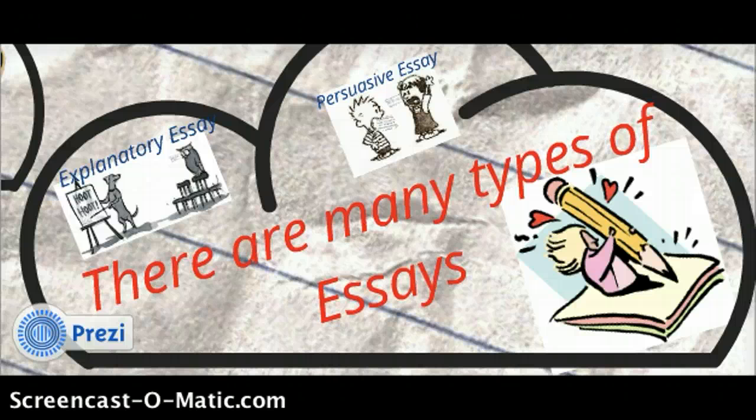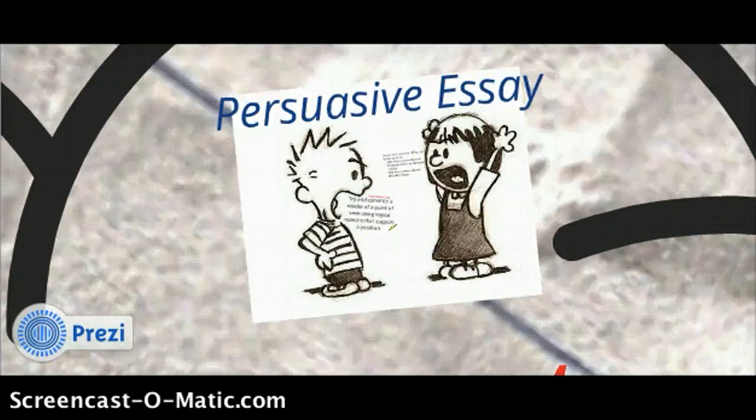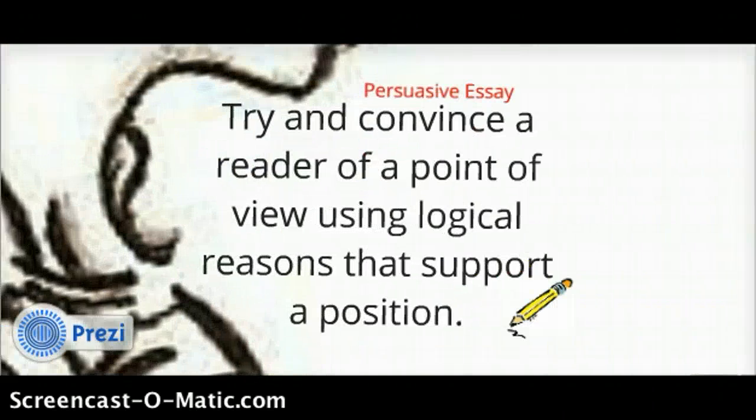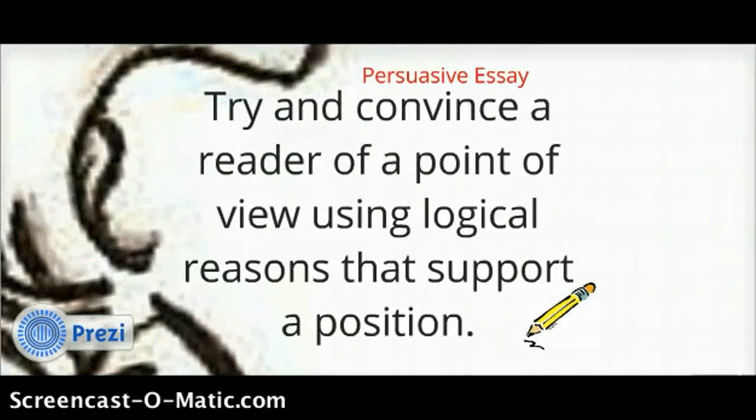Okay, there are many types of essays, and we're going to talk about three in particular. The first one we're going to look at is the persuasive essay. The idea of persuasion should not be new to you. You're doing it all the time with your parents, your friends, even your teachers. But the definition, or the purpose, of a persuasive essay is that you're trying to convince your reader of a point of view using logical reasons that support your position. So you want them to agree with you. That's something to keep in mind when you're thinking persuasive essay. You want your reader to say, yes, you're right.